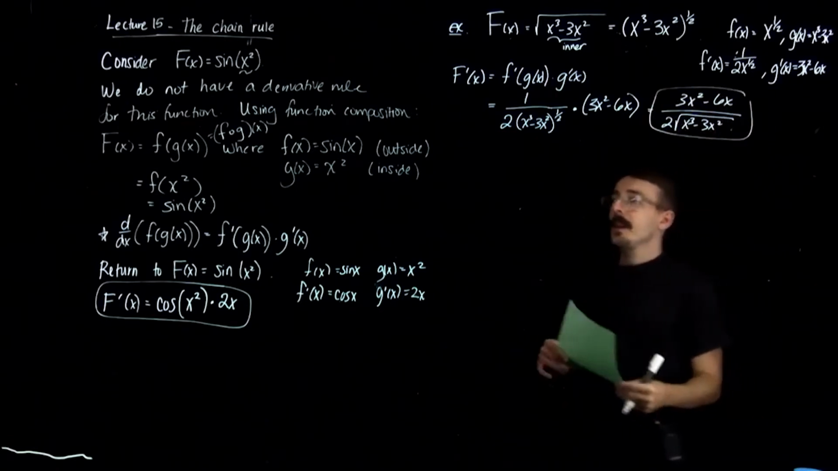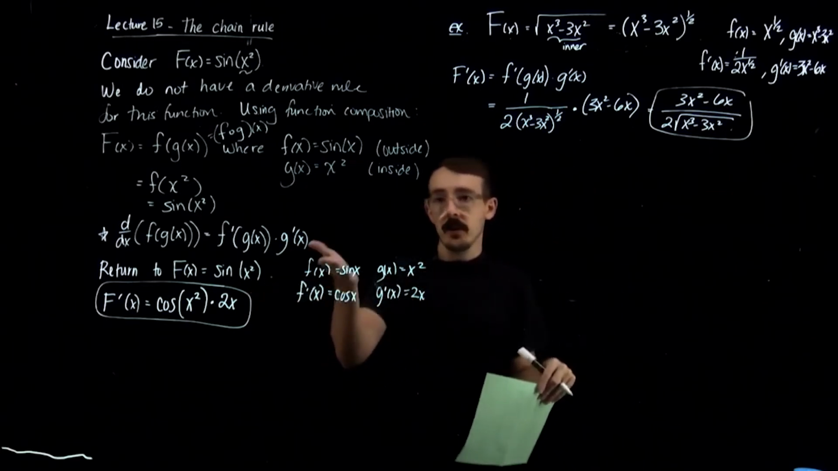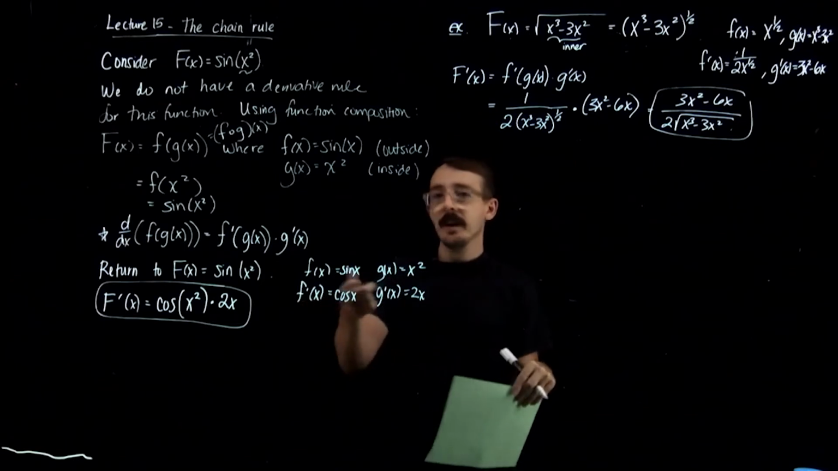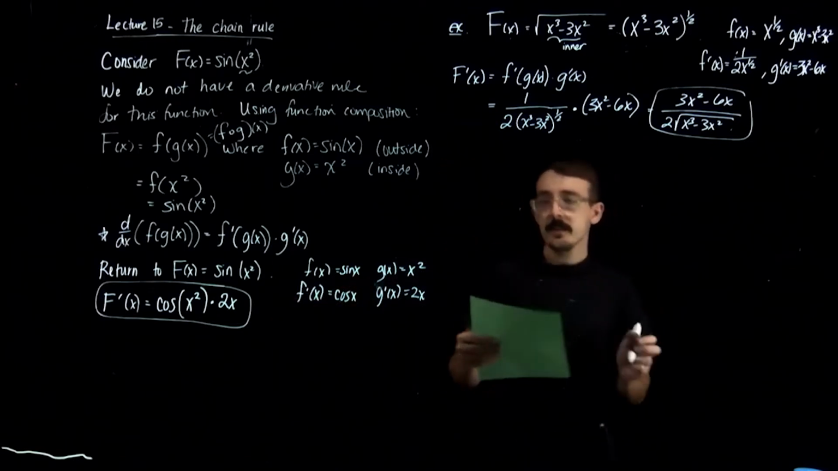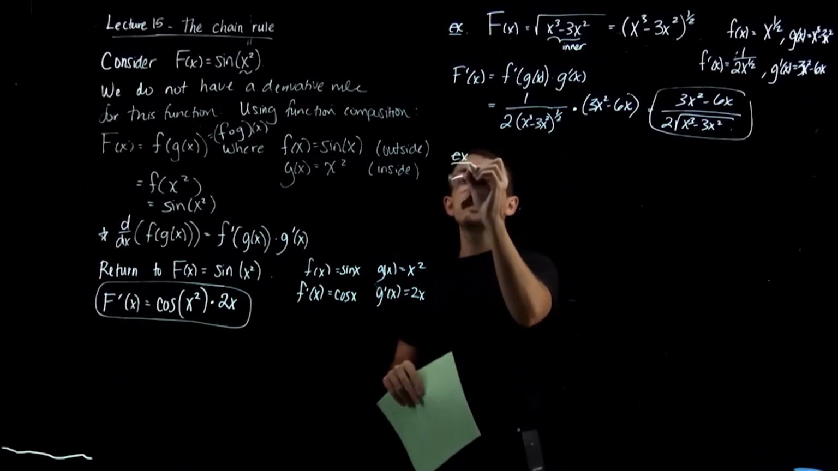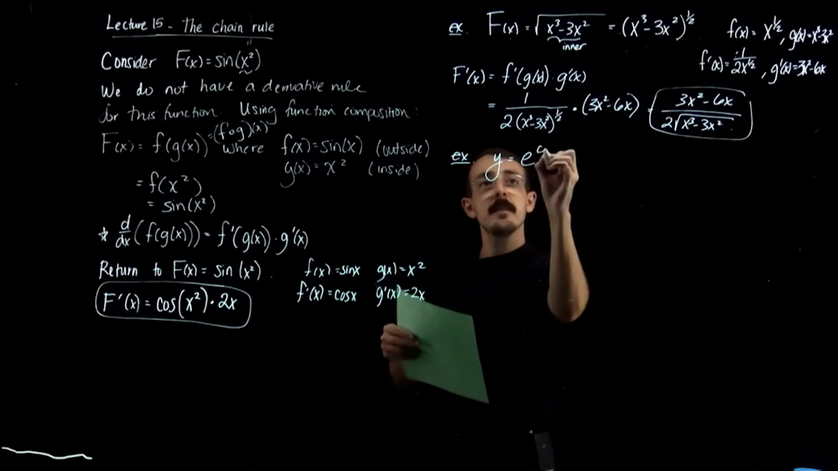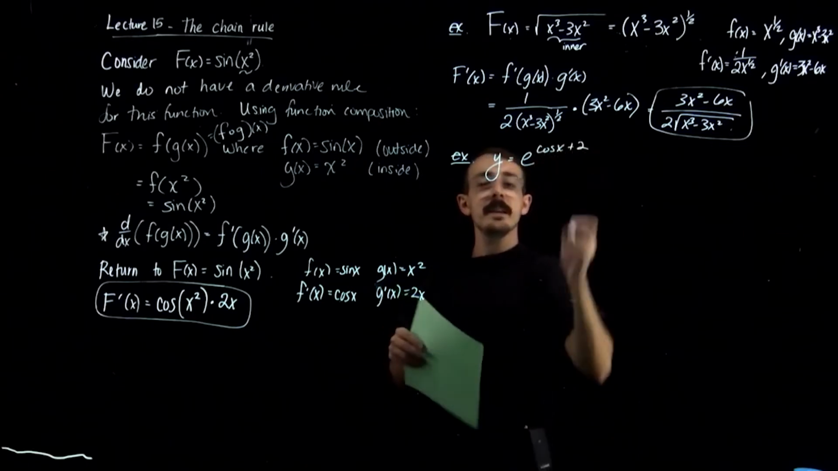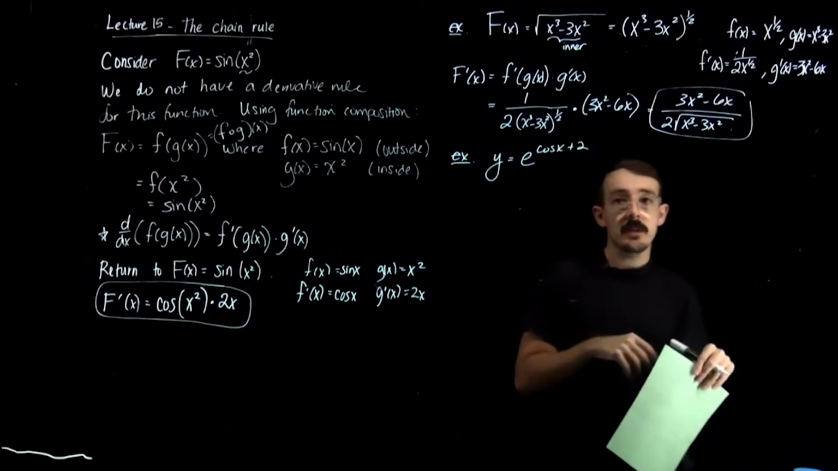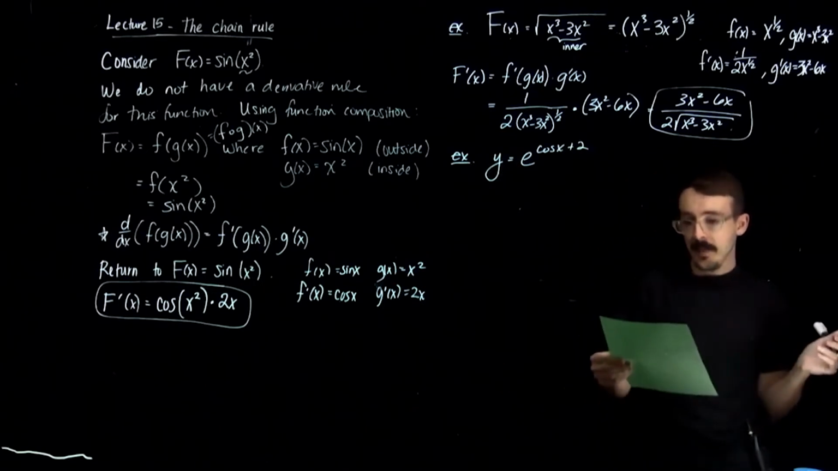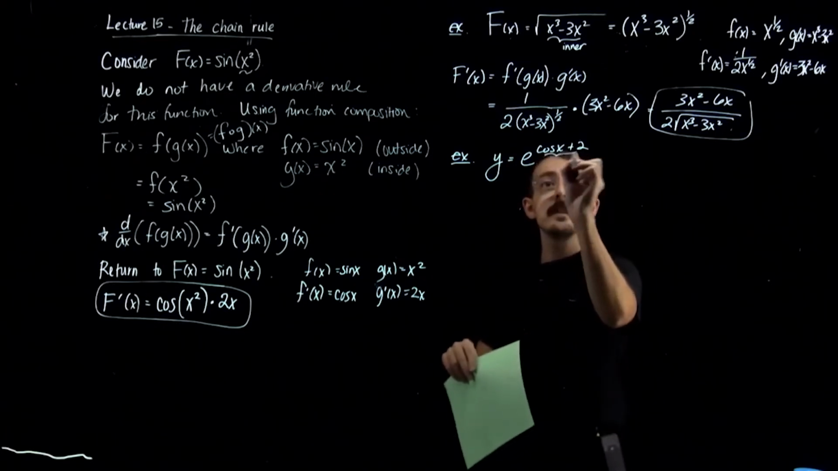OK, so if you want to do it this way, what I do is I identify what the inner and outer functions are. I list them. And then I go back and I fill in everything I need. All right, let's continue. So let's do another example. This time my example is going to involve e. So it'll be e, but instead of just e to the x this time, it's e to the cosine x plus 2.